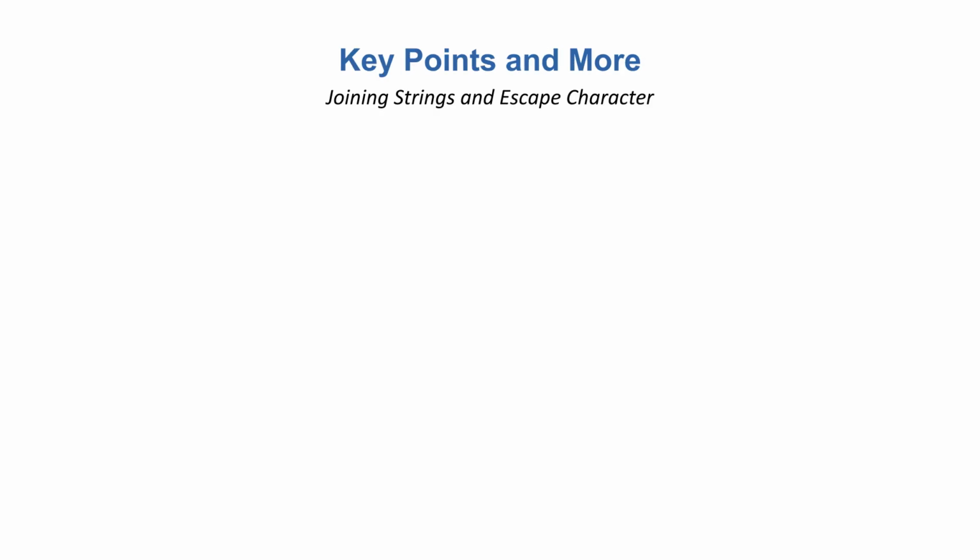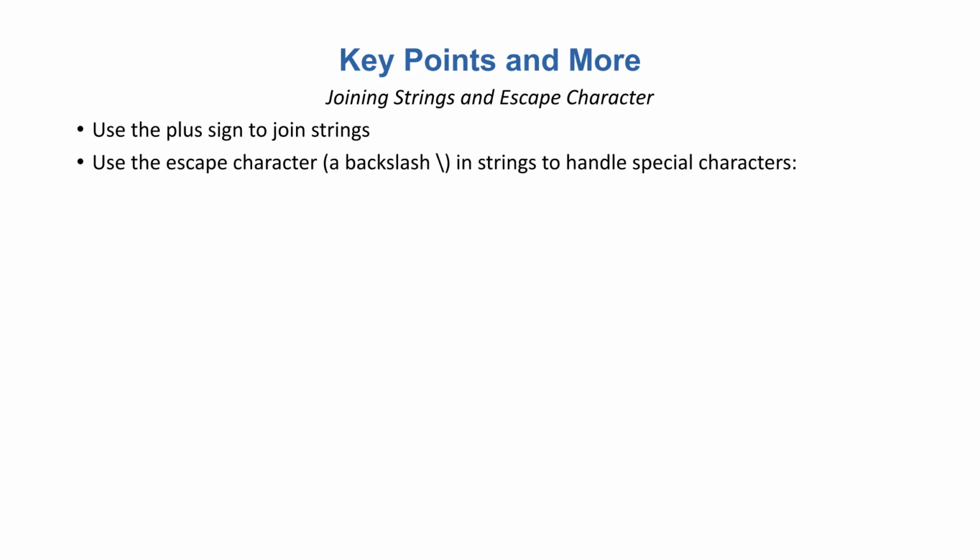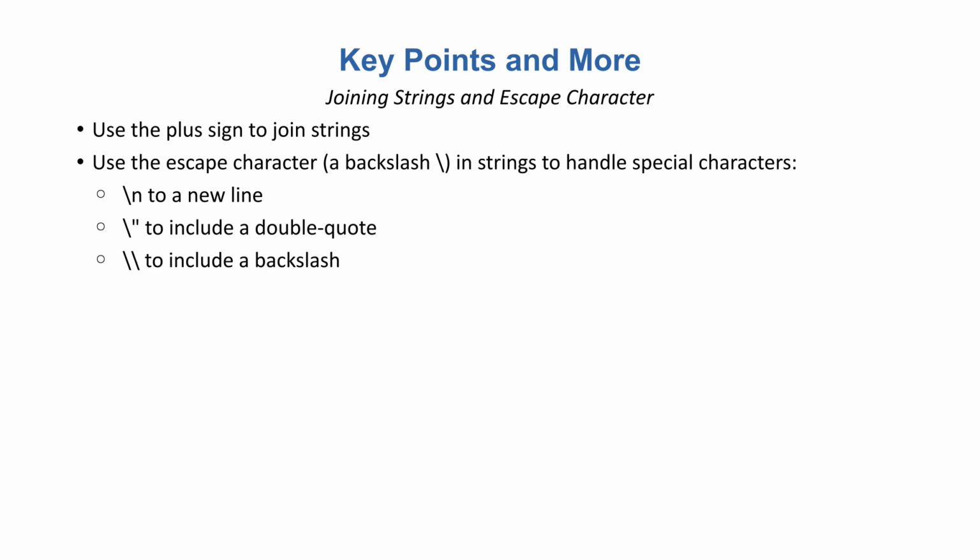Key points and more. Joining strings and escape character. Use the plus sign to join strings together. Use the escape character, a backslash, in strings to handle special characters. \n in a string will cause anything that follows it to be printed on a new line. \" can be used to include a double quote in a string. \\ can be used to include a backslash in a string.